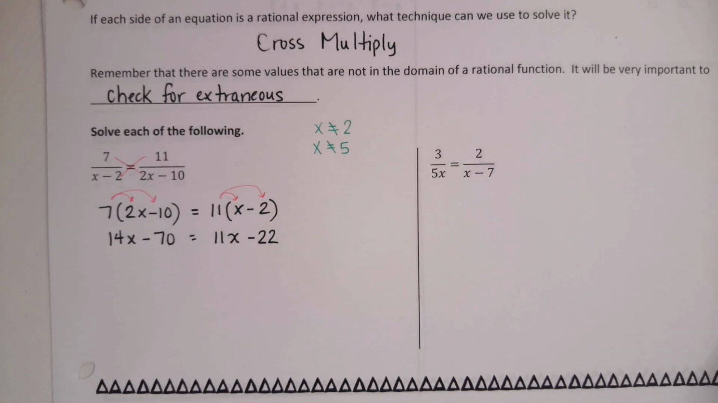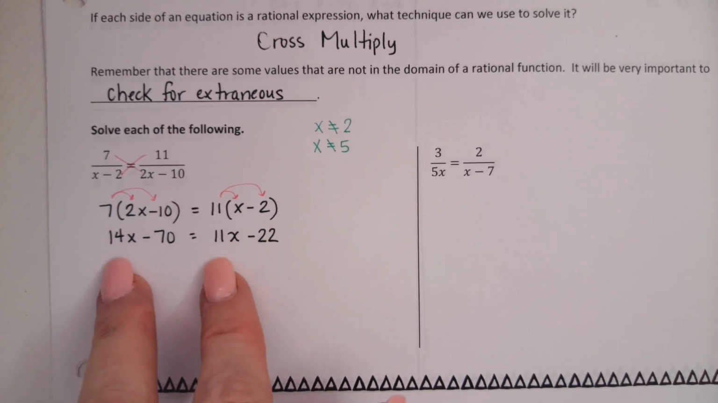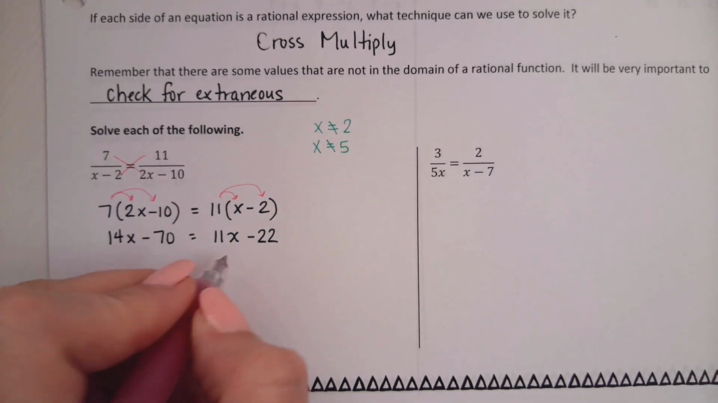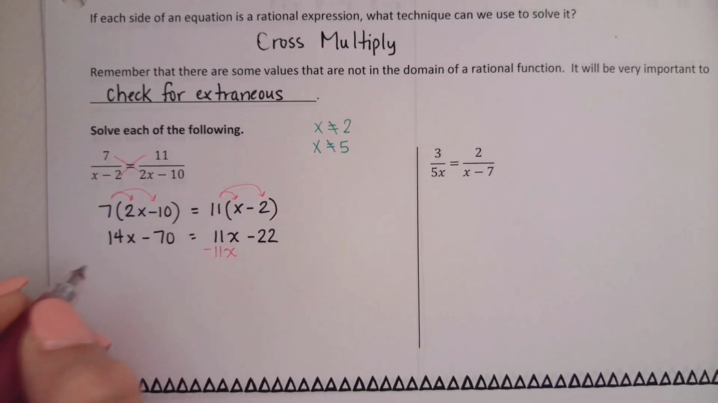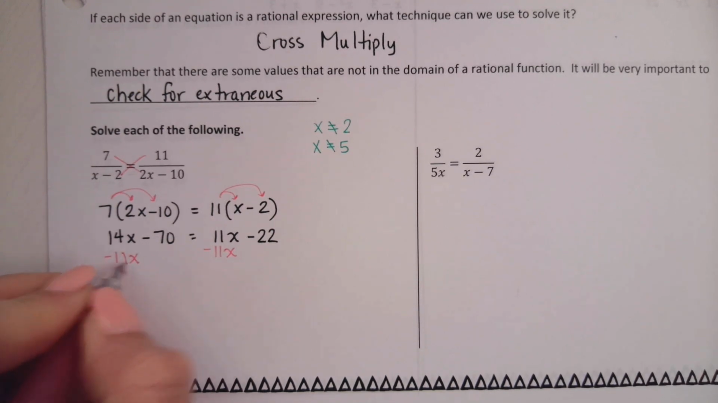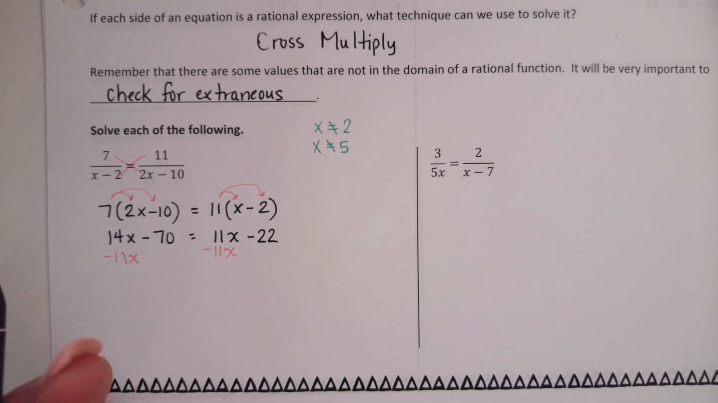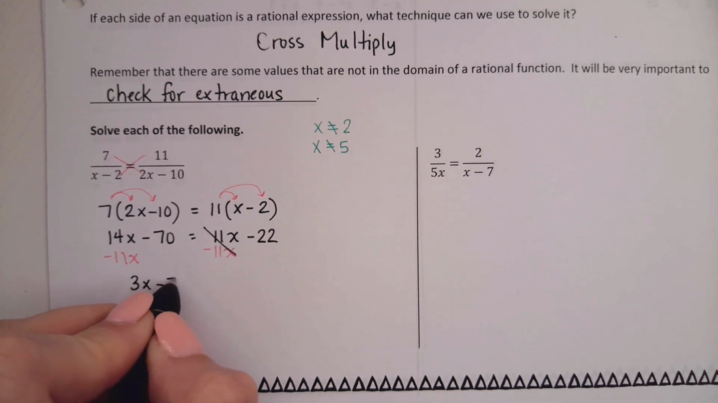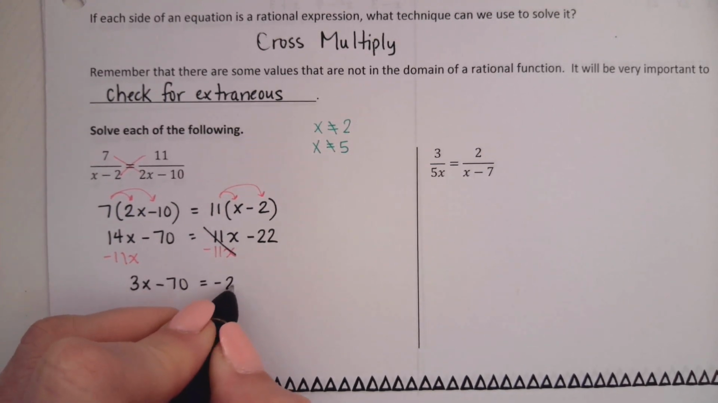We do have variables on both sides, and we don't want that, so we need to cancel one or the other. It doesn't matter which one y'all want to cancel. The 14 or the 11? Yeah, I want to cancel the 11. Danny is a creature of habits, just like me. Alright, so that would make 3x minus 70 equals negative 22.